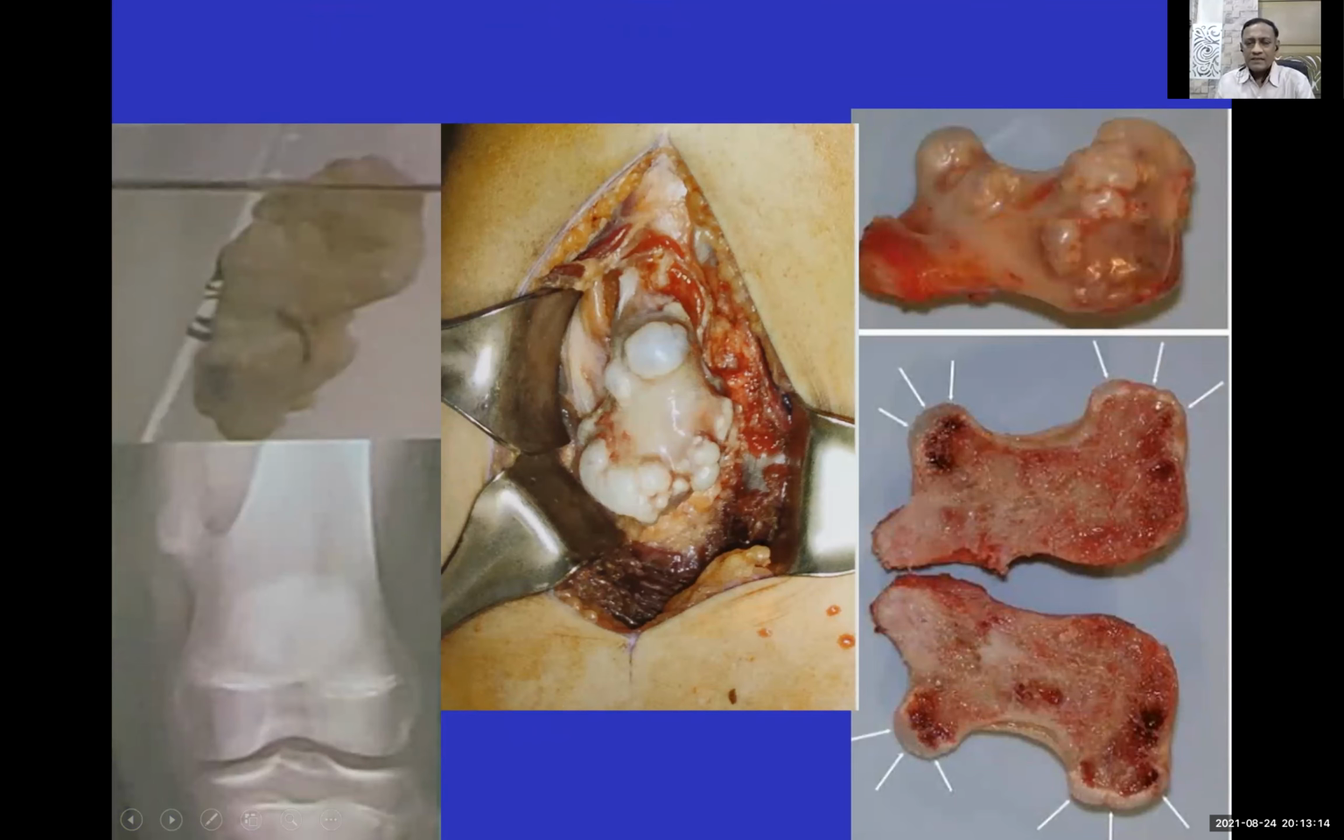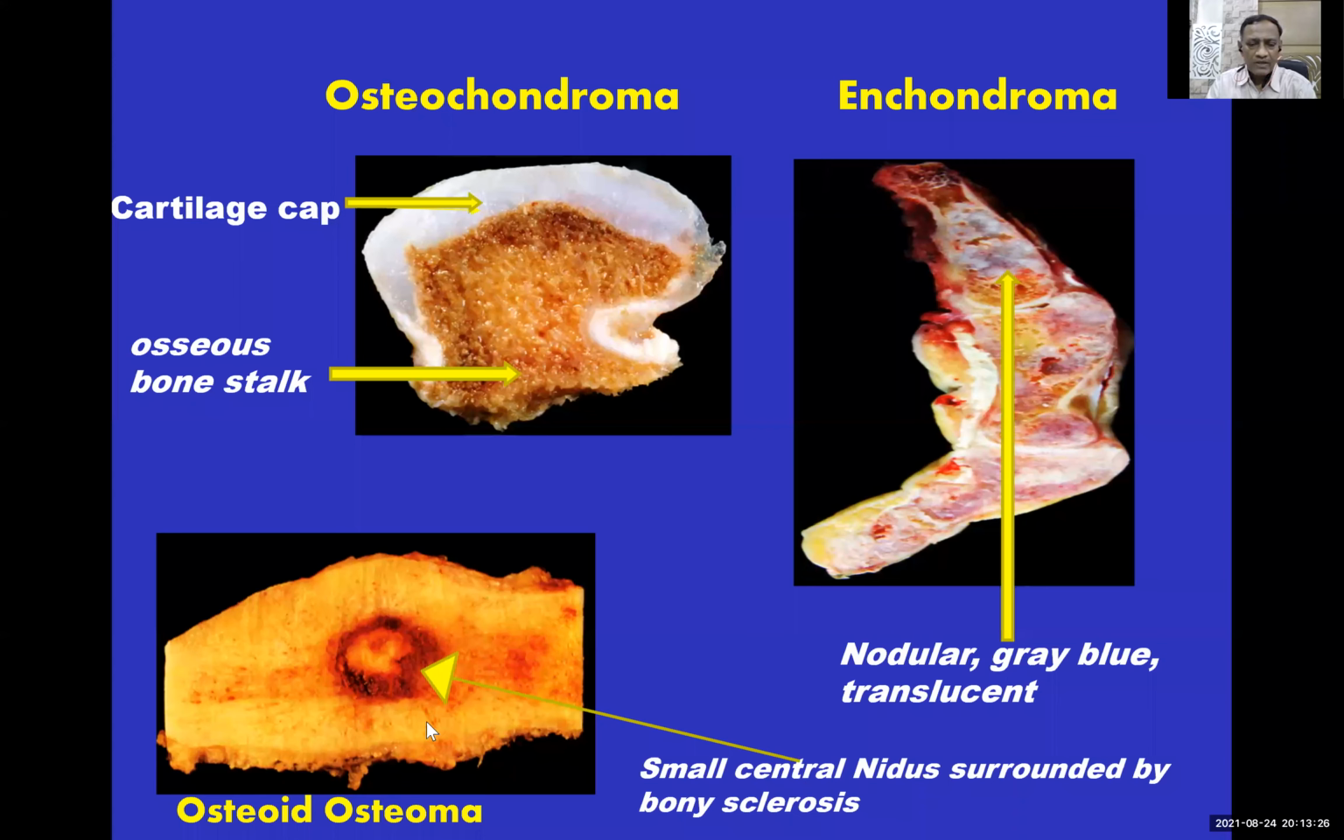There are three classical benign bone tumors that can be asked in your examination. The one we already discussed is osteochondroma, which on cut section shows the cartilaginous cap and osseous bone stalk. This is osteoid osteoma, which shows the small central nidus surrounded by the bony sclerosis. And this is the enchondroma, which shows the nodular gray blue translucent lesion. This is the microscopic picture of these three tumors.